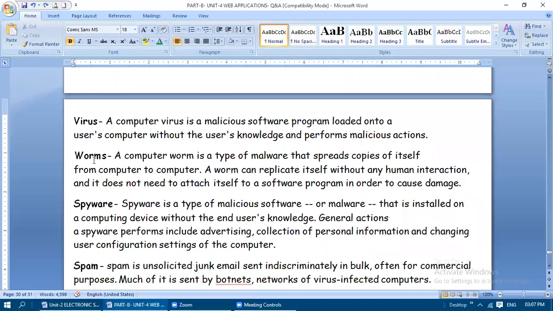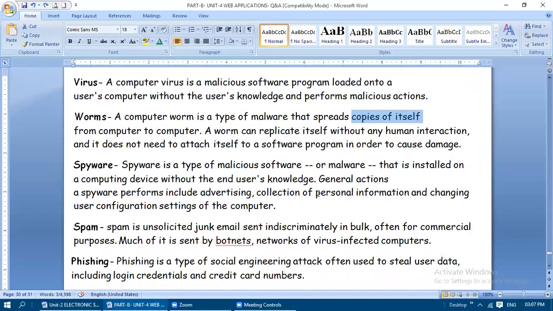Okay. And worms. A computer worm is a type of malware that spreads copies of itself from computer to computer. A worm can replicate itself, that is duplicate itself, without any human interaction. So humans need not interact with this. It automatically replicates itself, and it does not need to attach itself to a software program in order to cause damage. Okay, so it will replicate itself in order to cause damage to the system.